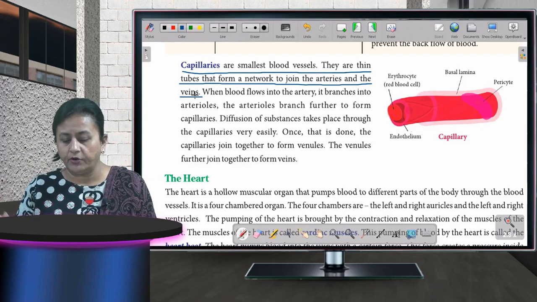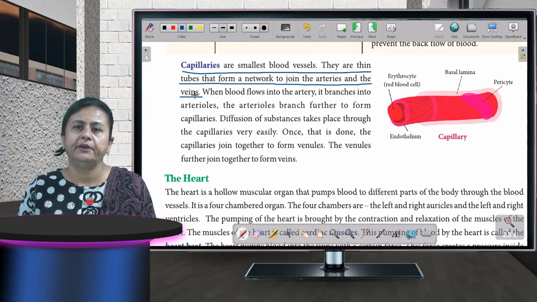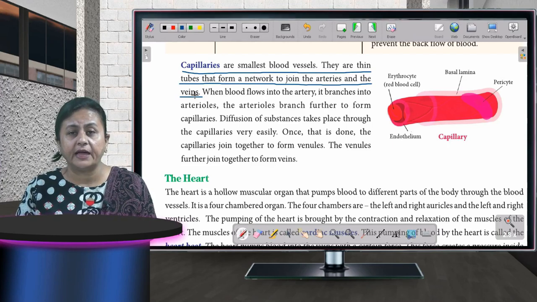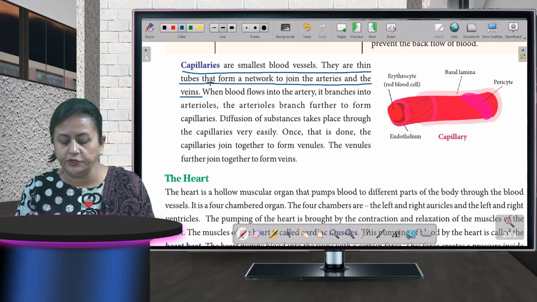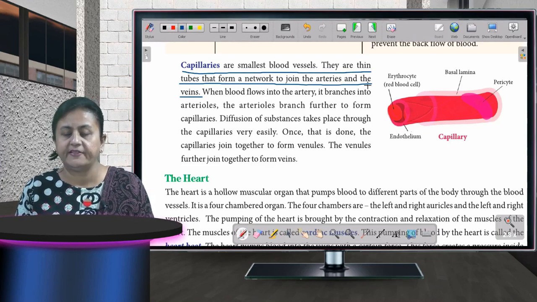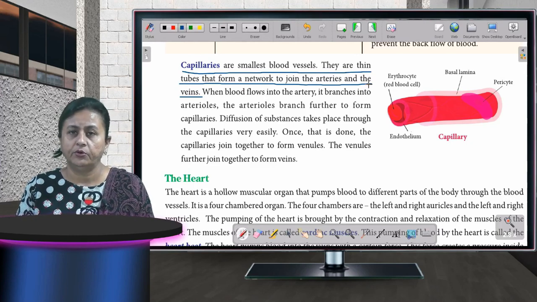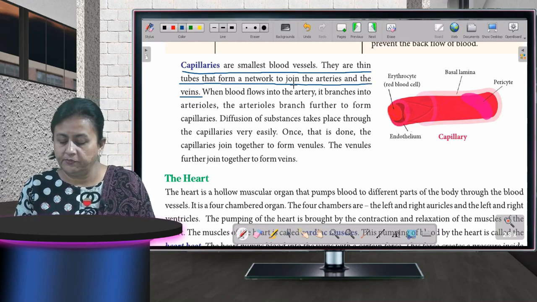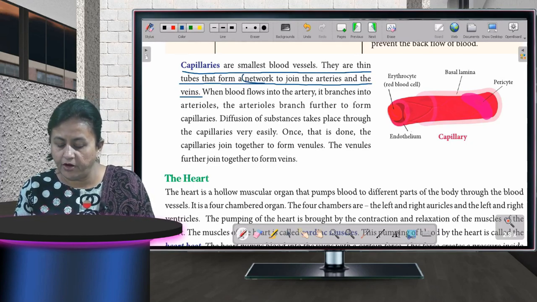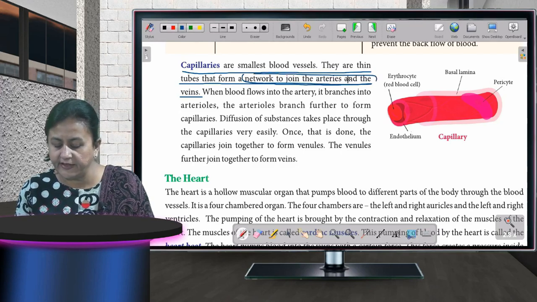And what are veins? Veins, I told you, bring back the impure blood from different parts of the body back to the heart. But what are capillaries? Capillaries are thin tubes that join the arteries and the veins together. They form a network to join the arteries and the veins.